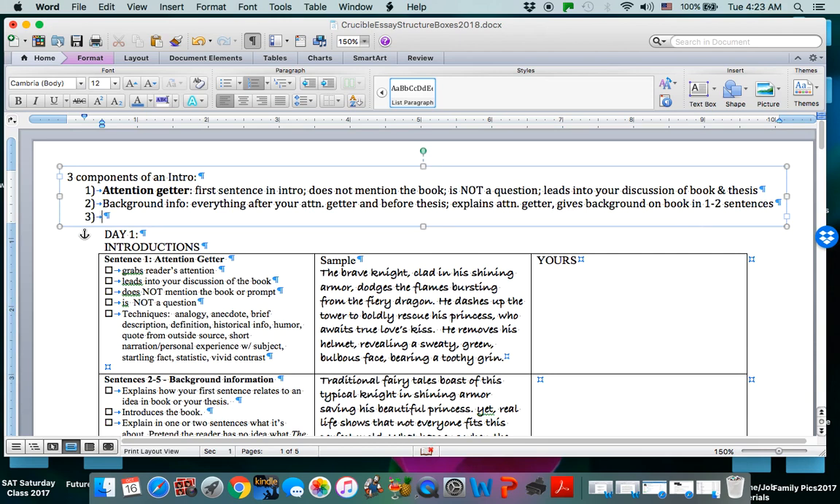And then your third sentence is your thesis. It's always the last sentence in the intro. It states exactly what the paper will be about, or your argument. So these are the 3 terms that you need to make sure you know.